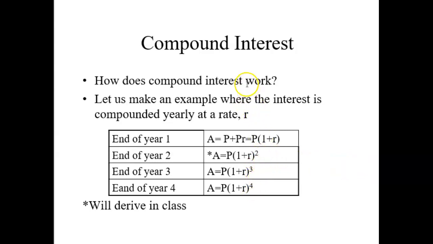If you were doing compound interest from the simple interest formula, and we're assuming you're compounding yearly, at the end of the first year, you get P times 1 plus R. At the end of the second year, you get P times 1 plus R squared. At the end of the third year, you get P times 1 plus R cubed. At the end of the fourth year, you get P times 1 plus R to the fourth. Let's take a look at where that second one comes from.